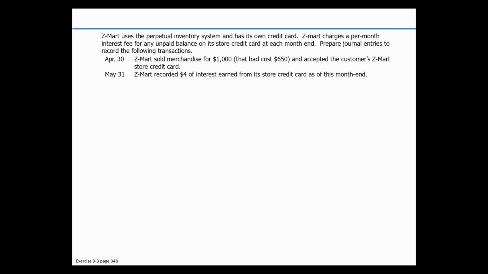So Zmart charges a per month interest fee for any unpaid balance on its store credit card at each month end. So we'll prepare our journal entries to record the following transactions. On April the 30th, Zmart sold merchandise for a total of $1,000. It cost Zmart $650 and accepted the customer's Zmart store card. And then on May the 31st, Zmart recorded $4 of interest earned from its store credit card as of this end of month.